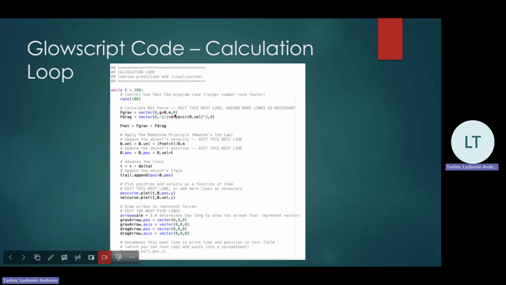The calculation loop: to find the net force that affected the object's motion, I added together the force of gravity and the force of drag. The force of drag was calculated using the air resistance formula used earlier, and I added both forces together to find the net force. This net force was used to update the velocity of the object, and from that, the position of the object as it was falling.